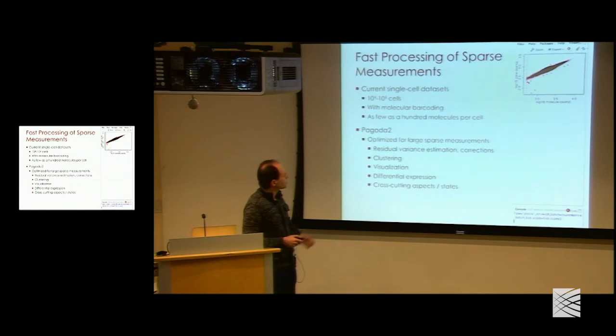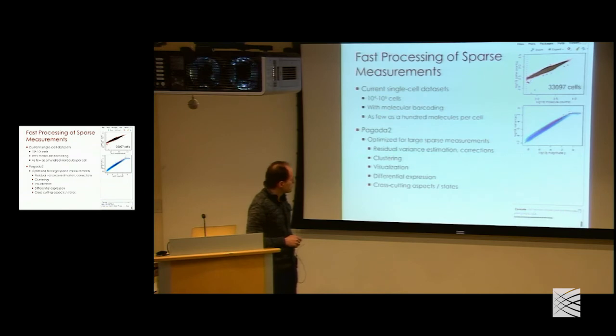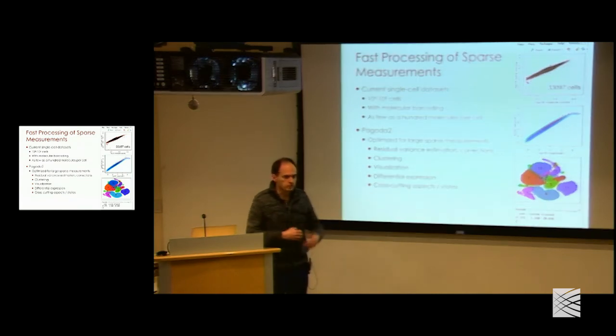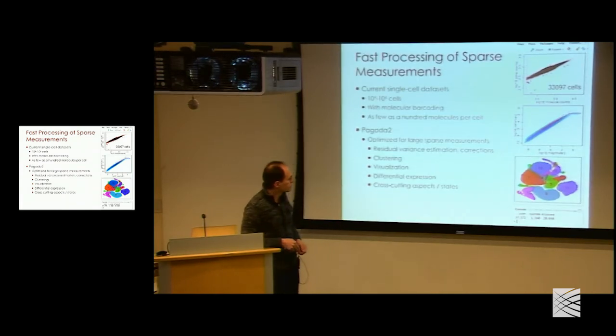And so this is what we tried to redesign the new system around, to make sure we can process data sets like this. So basically a lot of this was just optimizations, simplified residual variance estimation and corrections. The idea is to implement very fast clustering, visualization, and differential expression, and so on. Still keep the whole idea of alternate cross-cutting aspects and pathway analysis.